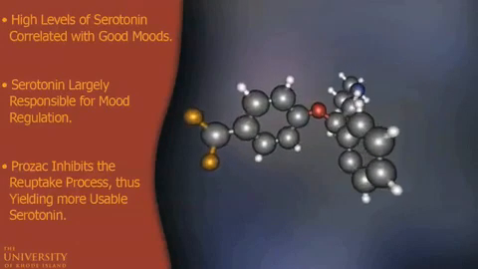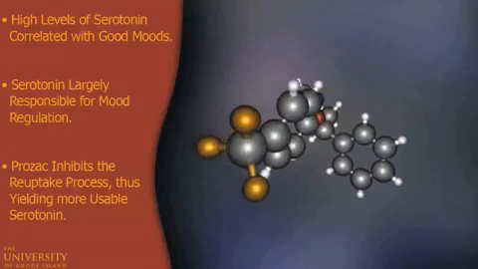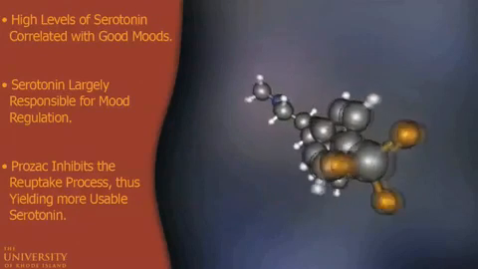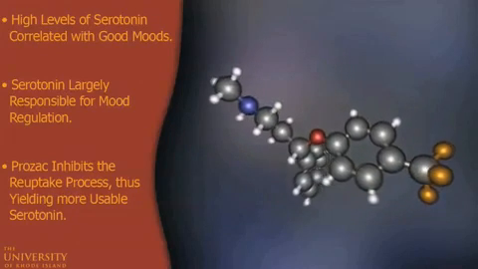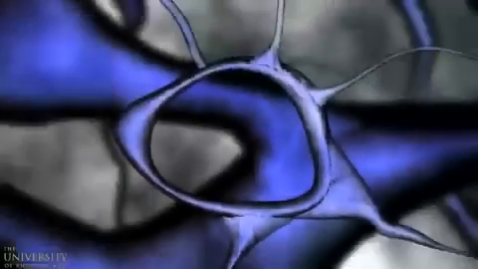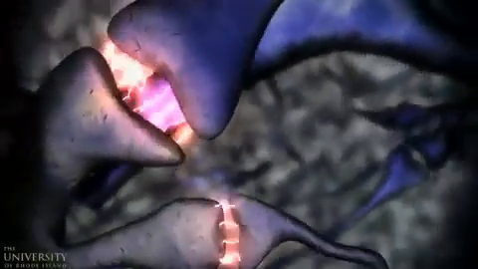This animation shows how Prozac inhibits the reuptake of serotonin, thus yielding more usable serotonin for receptor binding. Prozac's active mechanism is found within neurons, our brain's cells. Neurotransmitters, like serotonin, are the chemicals that make communication between these cells possible.